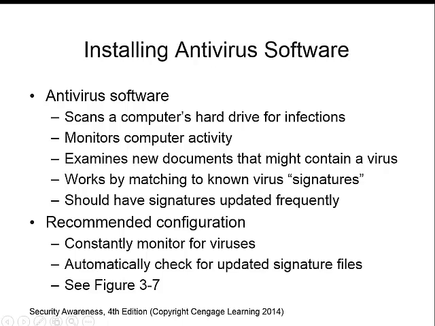Your antivirus software scans a computer's hard drive for infections. It monitors computer activity. It examines new documents that might contain a virus. It works by matching to known virus signatures, and you should have your signatures updated frequently. With your antivirus software, you need to check to see if they have updates. If they do, download their updates so that it's checking the most current known problems. Some of the recommended configuration is constantly monitor for viruses and automatically check for the updated signature file.